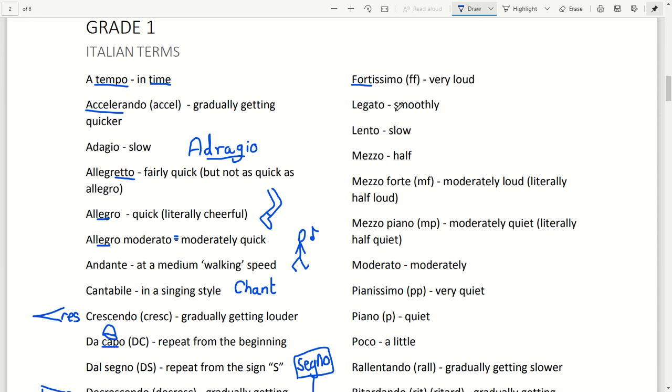Legato. I'm trying to think of one, but I just say the word legato, and I know that is kind of smooth. Whereas lento. Ooh, I've got one for this though.